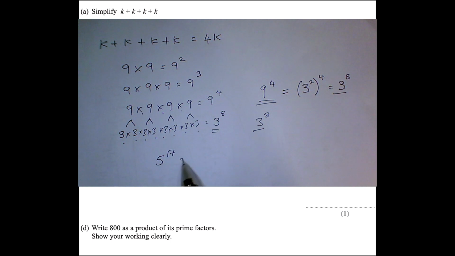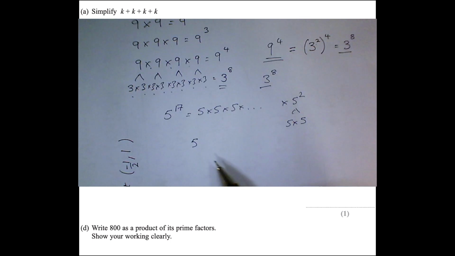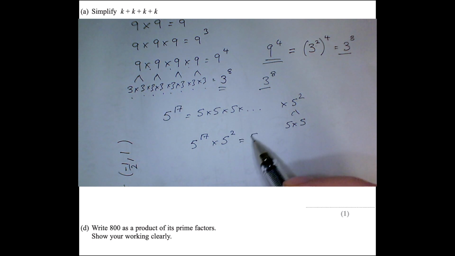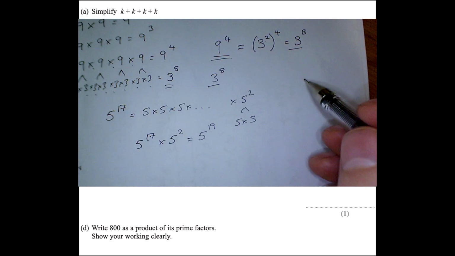Okay? Now, 5 to the power of 17, that's too much to write down. It's going to go on forever. So 17 5s, 5 times by 5 times by 5. And then we have to multiply it by another 5 squared, which means 5 times by 5. So altogether, it looks to me like we've got 17 plus 2 5s. We've got to do 5 times by itself 19 times. So I know it says times, but if it's an index power number, you just add them. And that's the reason.